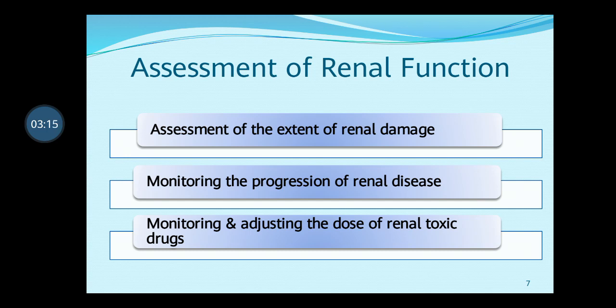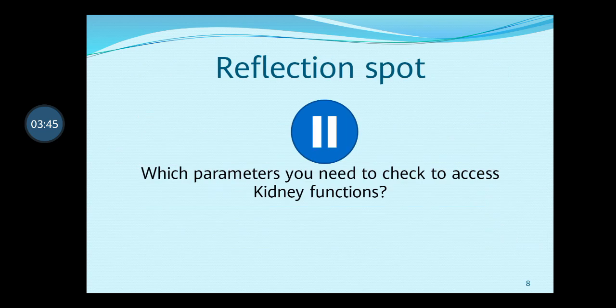To monitor the progression of renal disease, that is, if certain patient is there having any kind of kidney disorder, the monitoring of progression of that disease can be done using renal function test. If such a drug is to be administered to patient which is having renal toxicity, then to monitor and adjust the dose of that drug can be done by using renal function test.